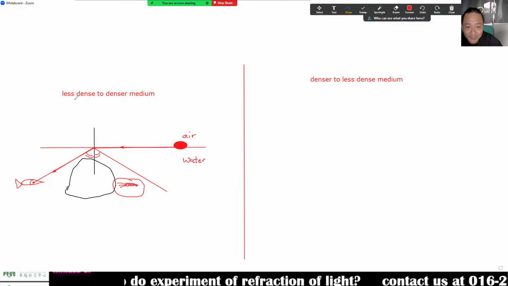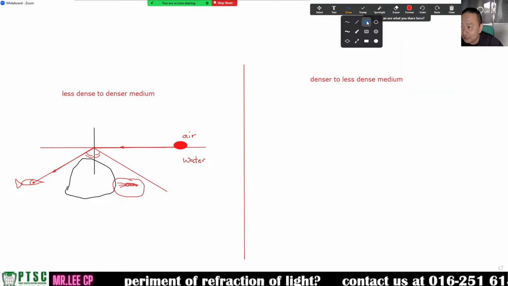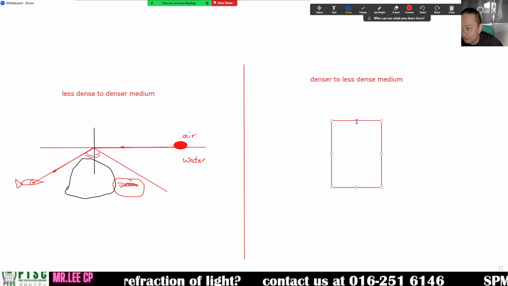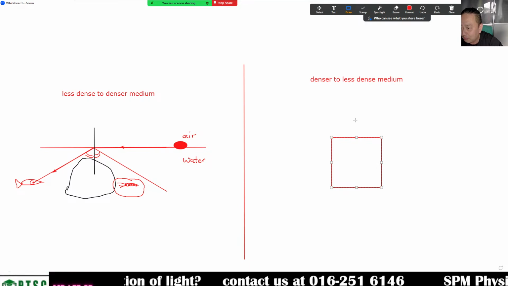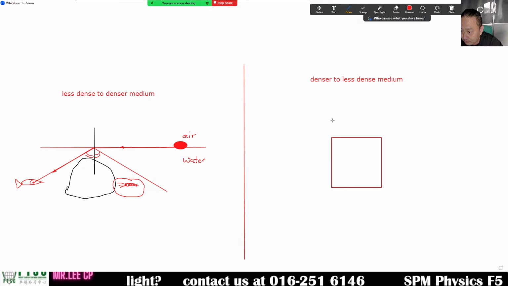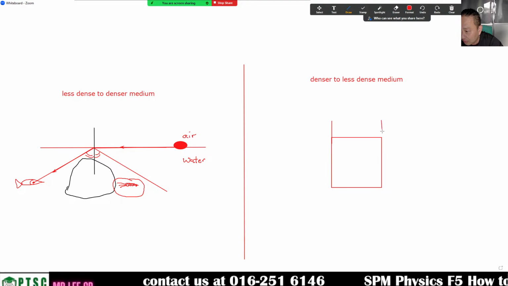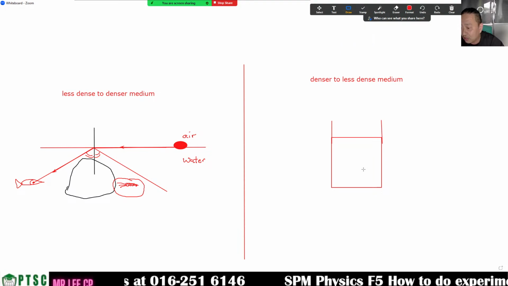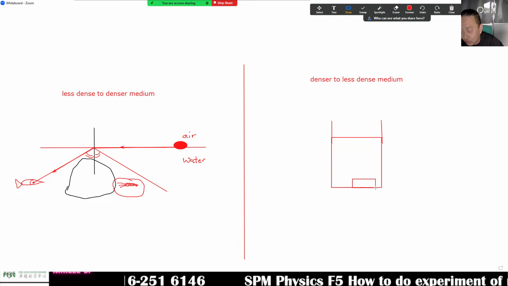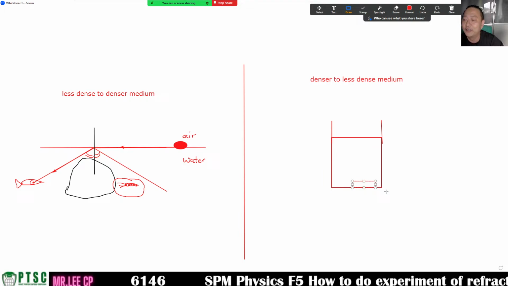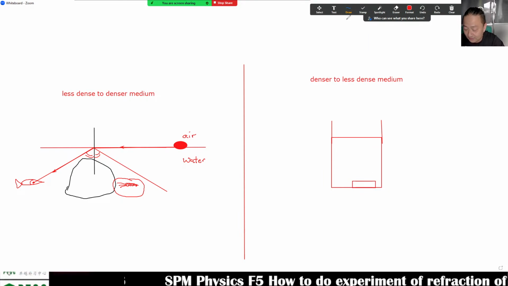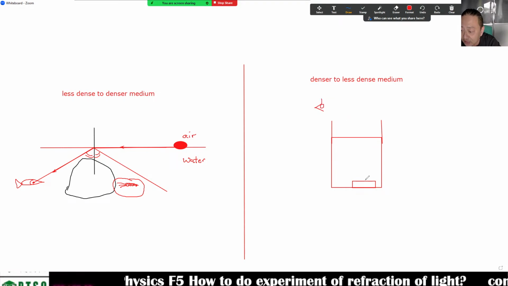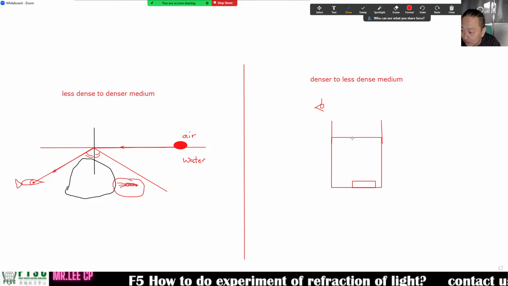All right, this is less dense to denser. How about denser to less dense? Same thing. The thing that I drew for you before: this is a cup of water. Let's say all of here is filled with water, and that is a coin that I gave you yesterday. So your eye is here, and this coin will come to here.